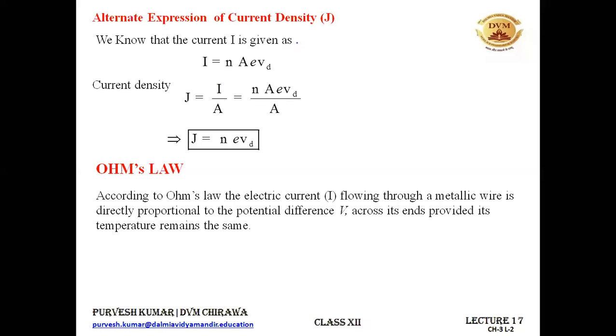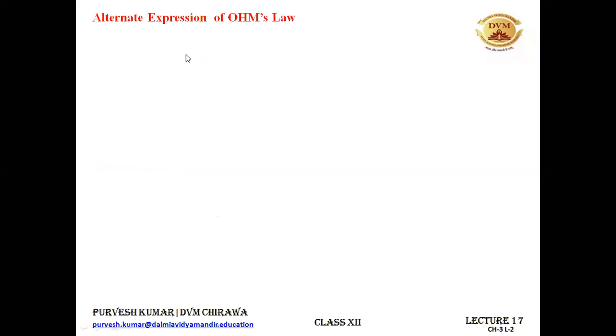According to Ohm's law, the electric current I flowing through a metallic wire is directly proportional to the potential difference V across its ends, provided the temperature remains the same. That is, V is directly proportional to I, and V is equal to IR, where R is the resistance of the conductor. This you know from your class 10th. Now we will be using this expression to define Ohm's law in another way, and we will be finding some more expressions for Ohm's law. All right. Alternate expressions for Ohm's law.